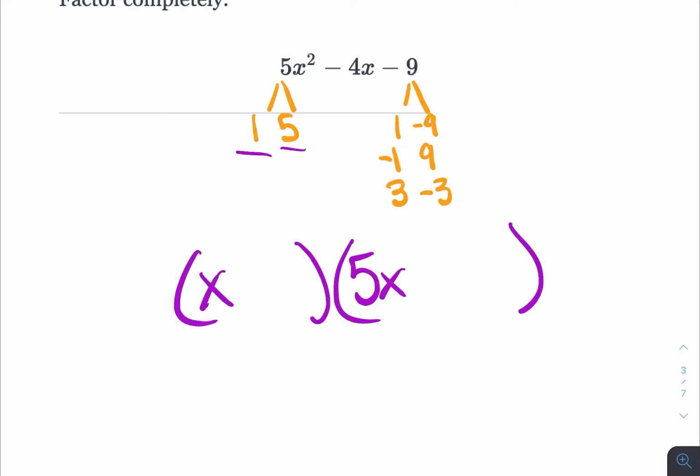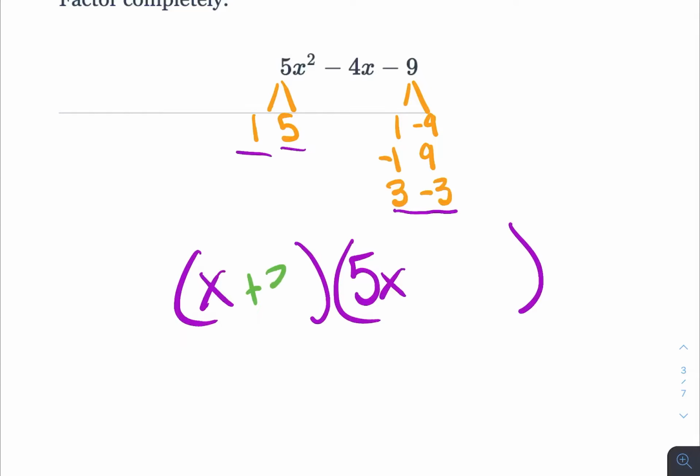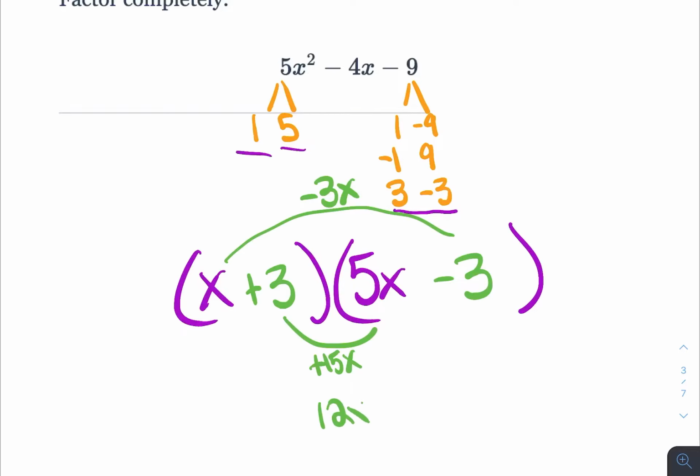Now, I usually start with the ones that are closest together. What we've been dealing with before was either a 1 and a 7 or the opposite way. So I'm going to start with 3 and negative 3. Maybe it works, maybe it doesn't, but we're going to try those ones out first. I'll just go in order, positive 3, negative 3. Outsides, insides, we get negative 3x plus 15x gives us 12x. Not what we're trying to find.